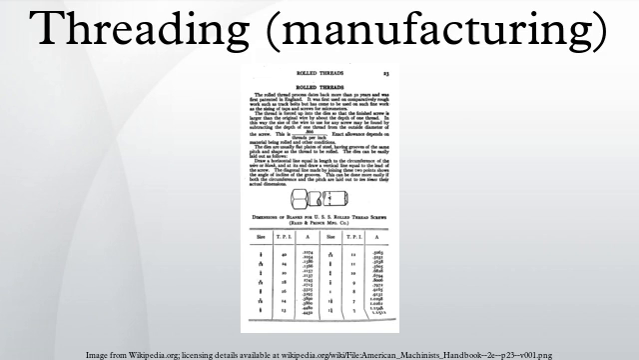Threading is the process of creating a screw thread. More screw threads are produced each year than any other machine element. There are many methods of generating threads, including subtractive methods, deformative or transformative methods, additive methods, or combinations thereof.